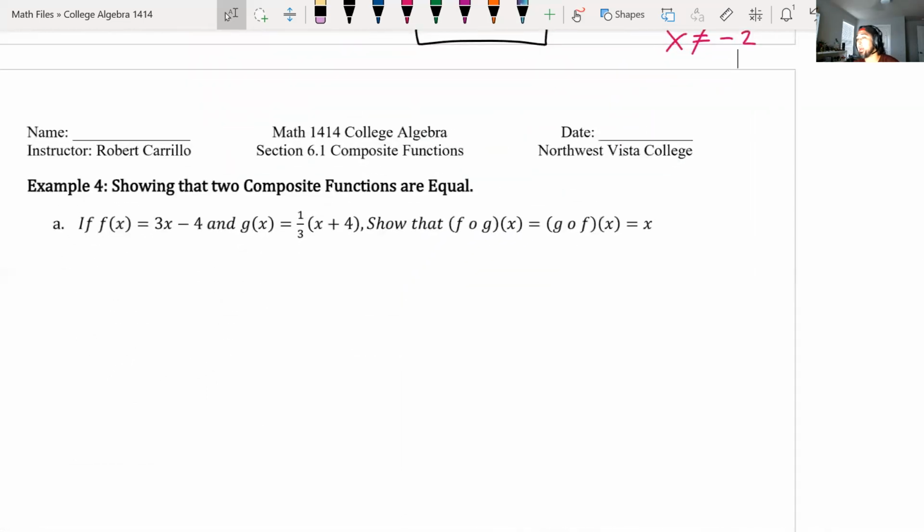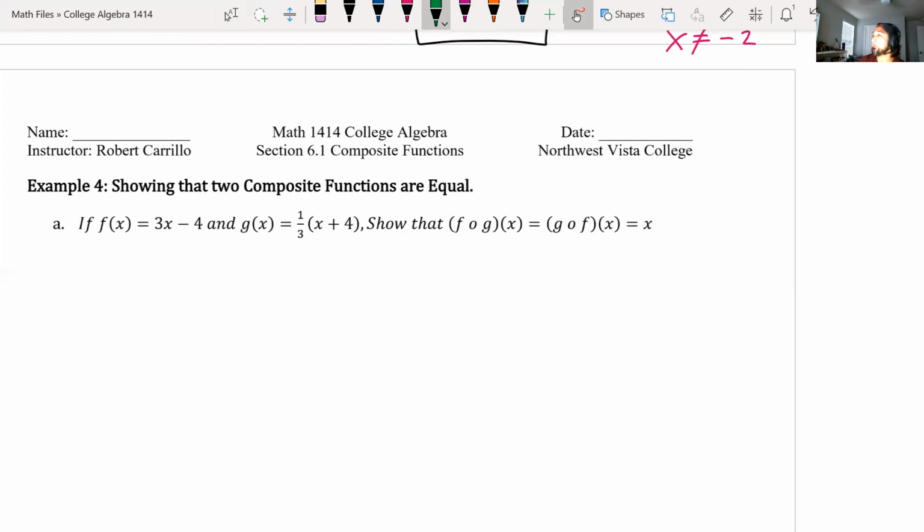Next example is showing that two composite functions are equal. Here we're giving f of x as 3x minus 4 and g of x equals 1/3 x plus 4. We want to show that f composed g of x is equal to g composed f of x. The way we're going to show that is that when we compose them, we should arrive at x going both ways.